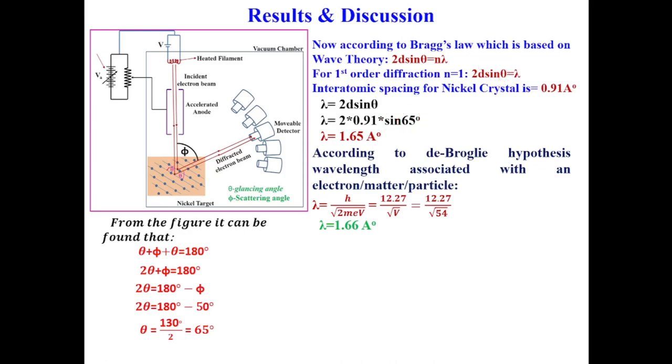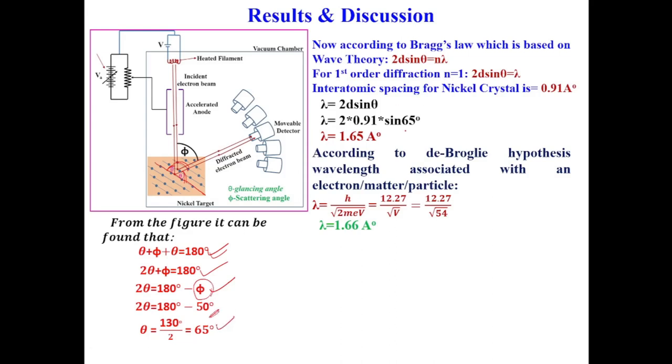Here you can see theta plus phi plus theta equal to 180 degree. Yes or no? See, this is the line. So theta plus phi plus theta will be 180 degree. So 2 theta plus phi equal to 180 degree. So 2 theta will be equal to 180 minus phi. Here phi is nothing but 50 degree and theta will be equal to 65 degree.